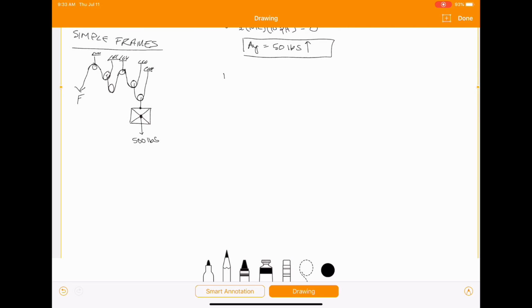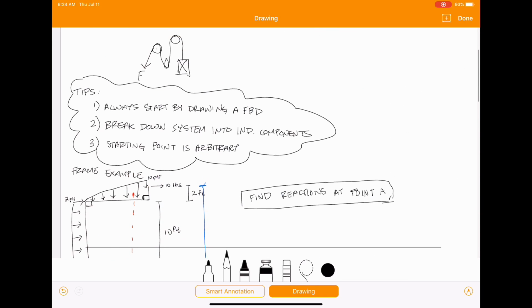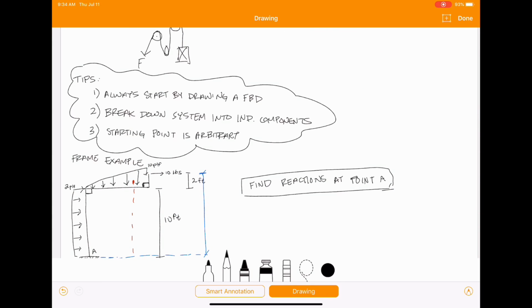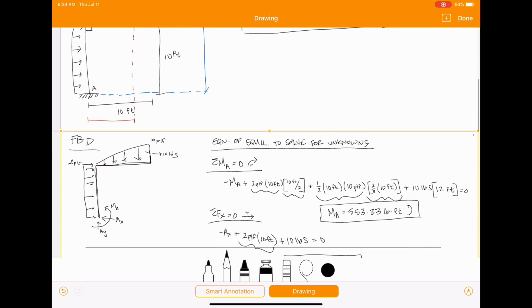And we want to find the force F that will hold this system in equilibrium. All right, so remembering our tips from above, always start by drawing a free body diagram, break down the system into individual components, and then your starting point is arbitrary.